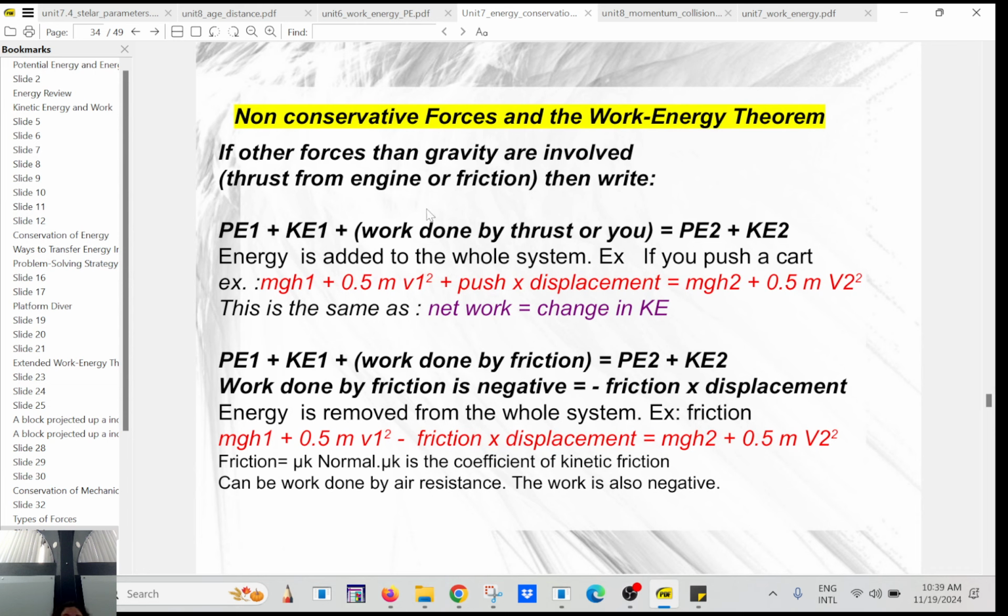So instead of writing the conservation of energy this way, instead you can say the net work done on the system equals the change in kinetic energy. And when it's friction doing work, it's going to be negative.